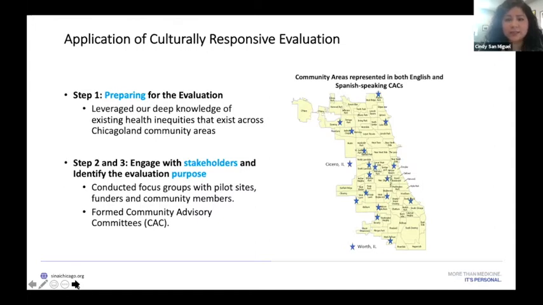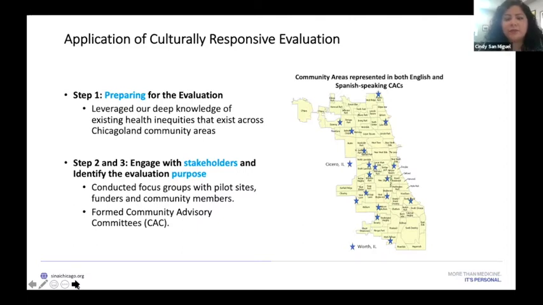And so for us, the stakeholders were the funders, the pilot sites, and community residents that live within the community areas that have most been impacted by COVID-19 and racial injustice. And we've conducted focus groups with all of these various stakeholders. In addition, as mentioned, we convened 2 community advisory councils. We convened 1 English-speaking council and 1 Spanish-speaking council to be able to allow Spanish-speaking residents to participate in the language that they feel most comfortable speaking.